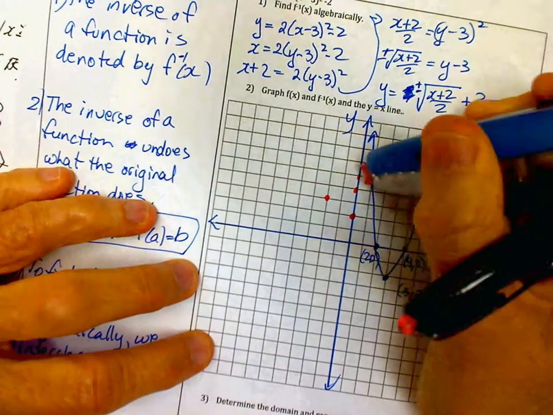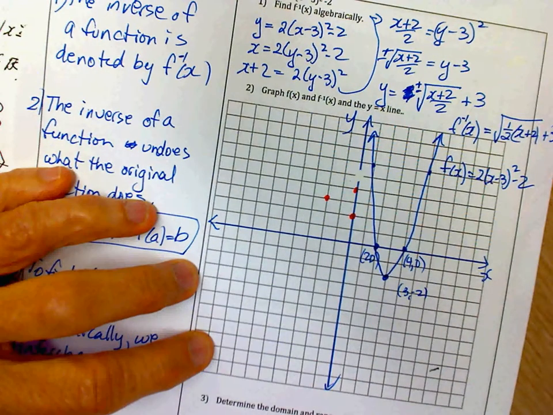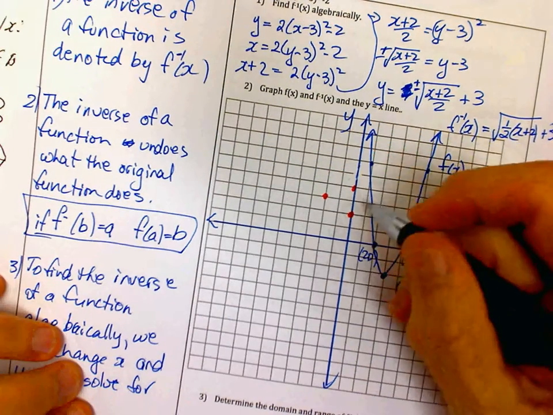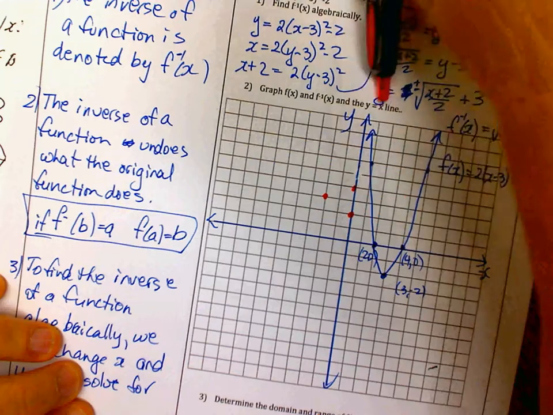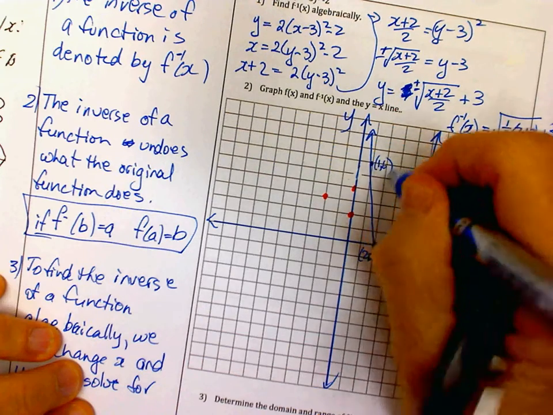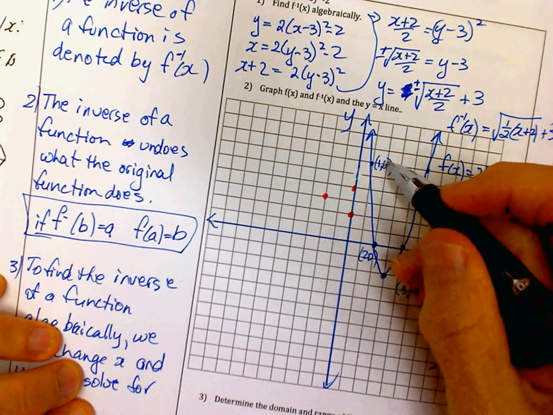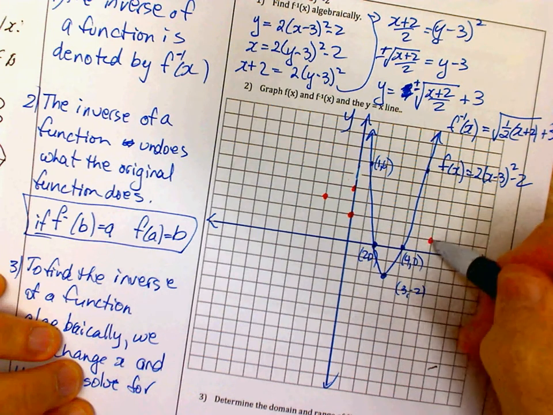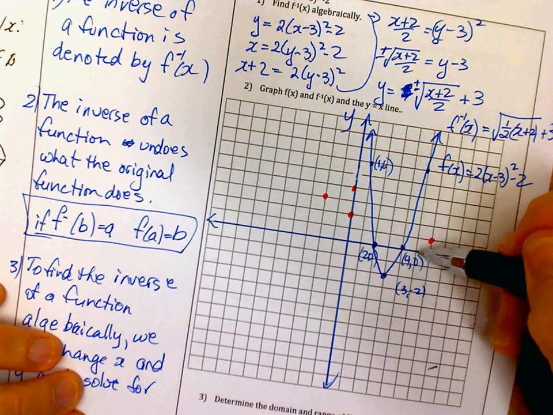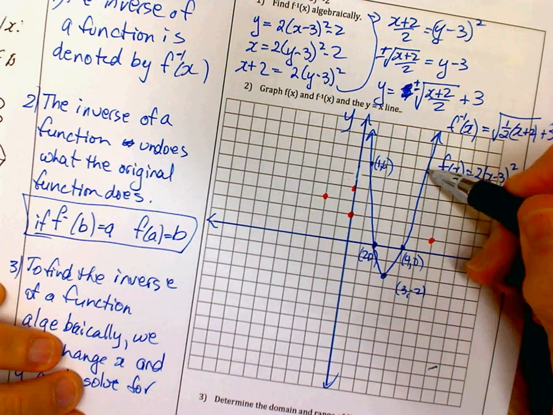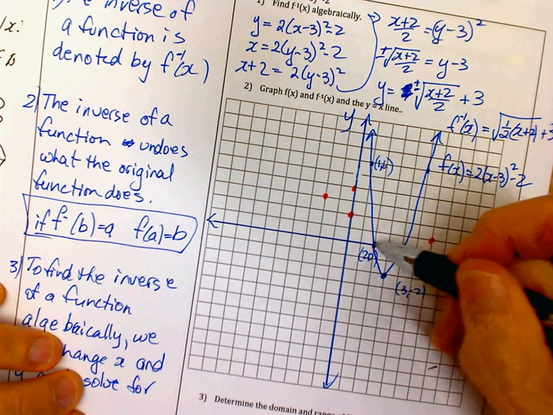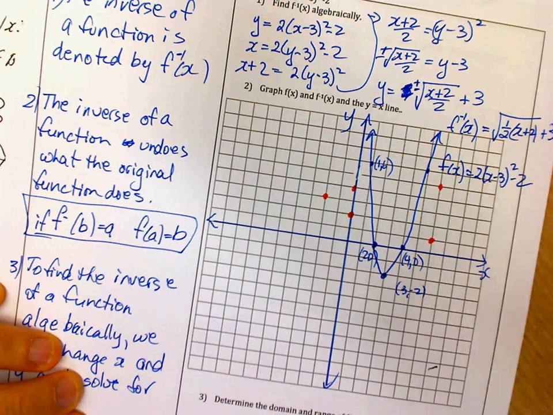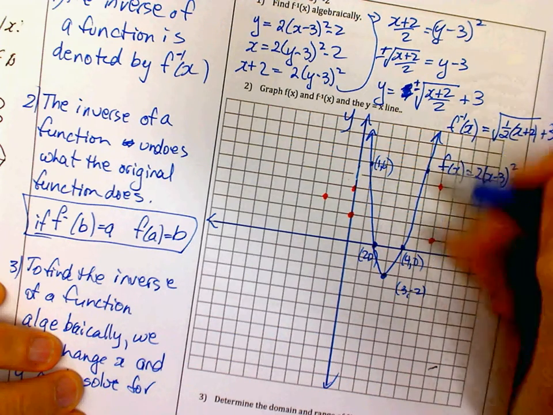Now this point is 1, 6. The inverse of this is 6, 1. And this point is 5, 6. The inverse of that is 6, 5, right?